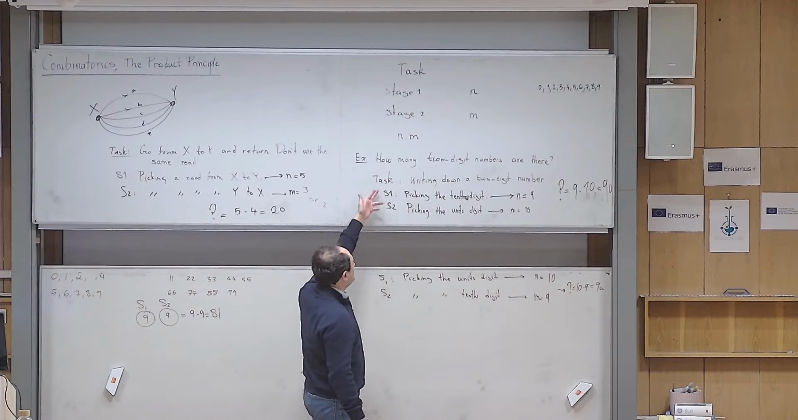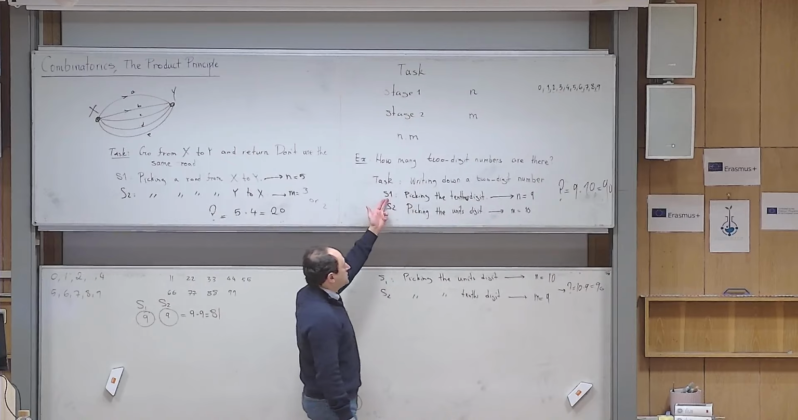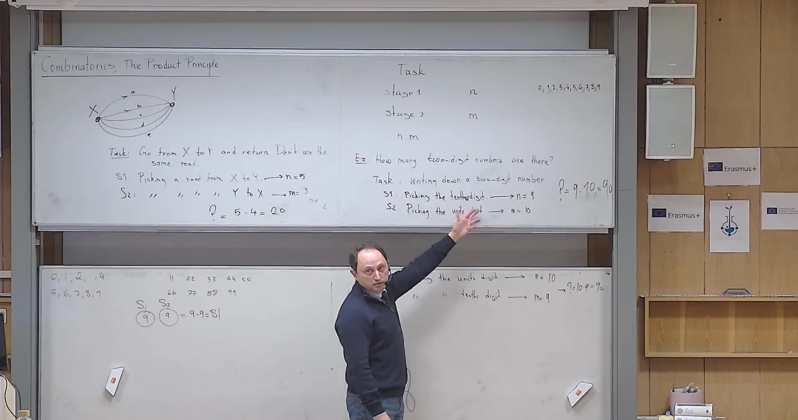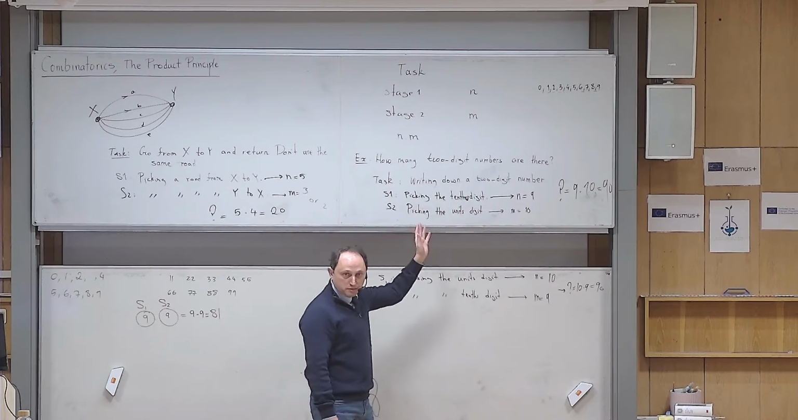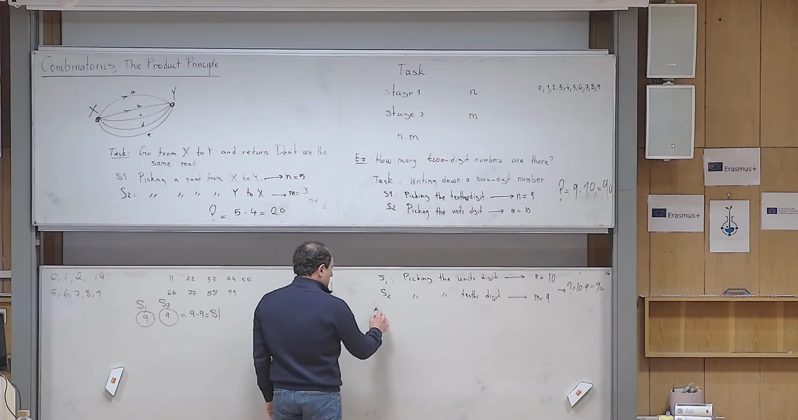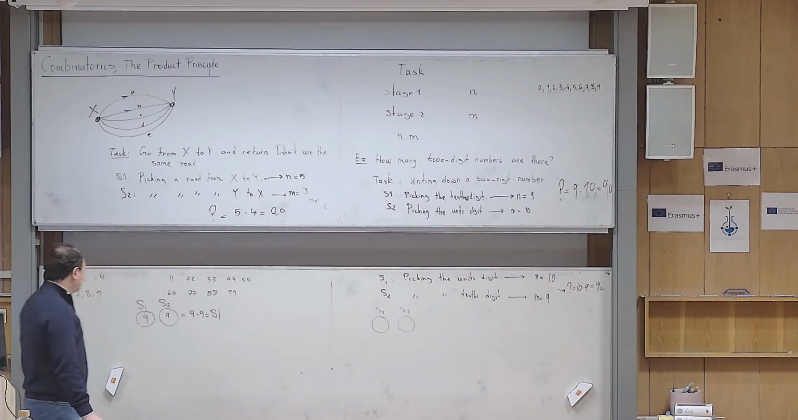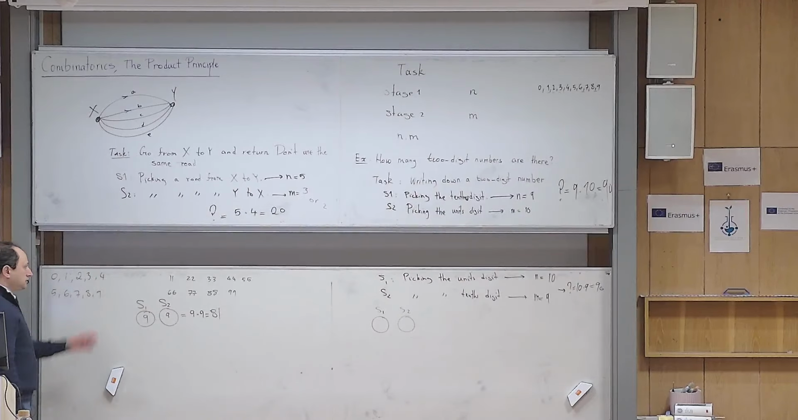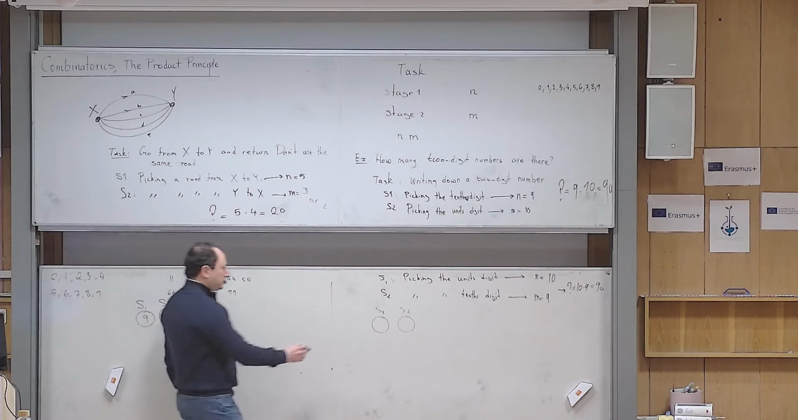So the task is writing down a two-digit odd number. Stage 1 is still picking the tens digit. Stage 2 is picking the unit digit, the same as before. So I can write it like this: stage 1, stage 2. Okay, how many ways? Let me write them down again. These are my digits. I want to fill up stage 1. How many options are available? 9, because the only problem is 0. So I have 9 options available.